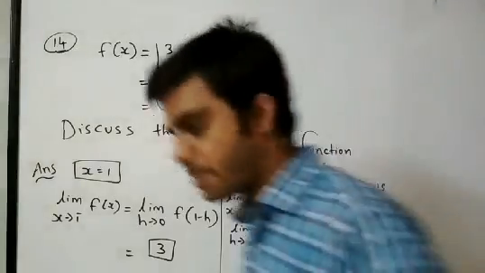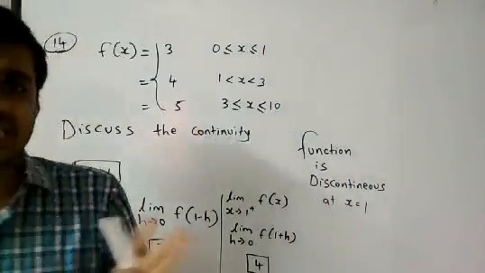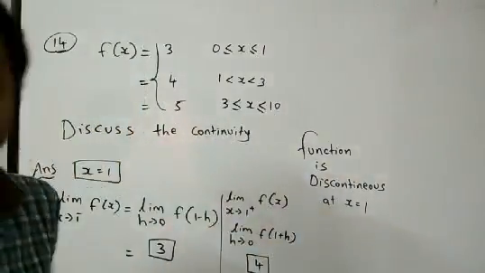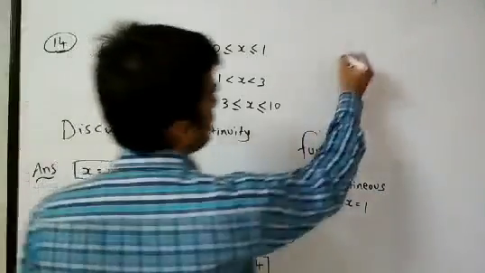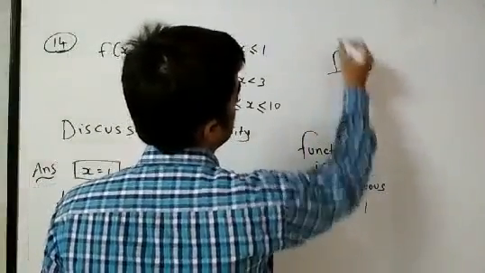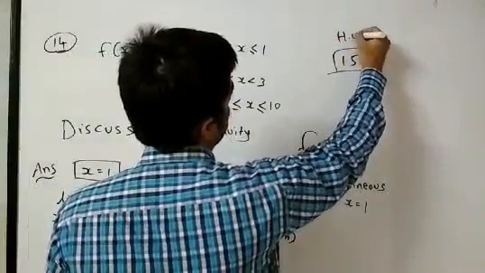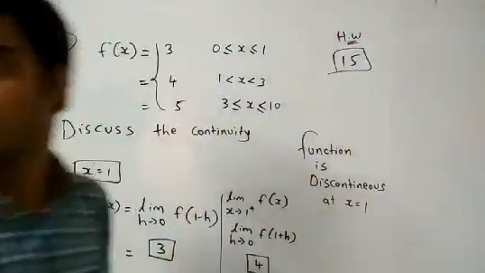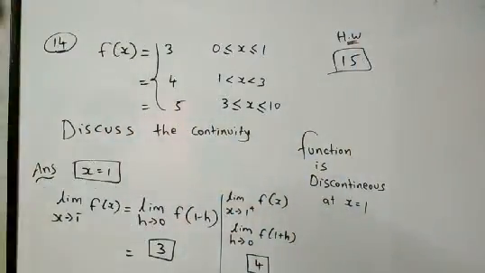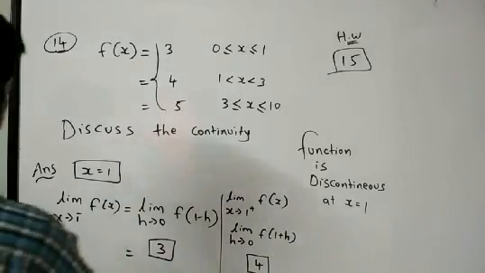Now let us do 15 and 16. But see, 15 and 16 both are same. Any one question I will do, 16, you solve 15 on your own. I am going to solve question number 16 over here. So question number 16 we have f of x.